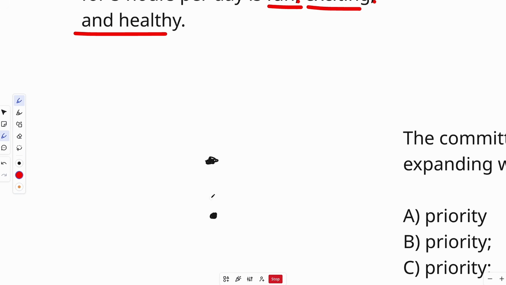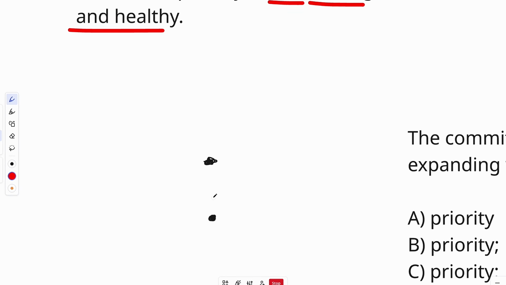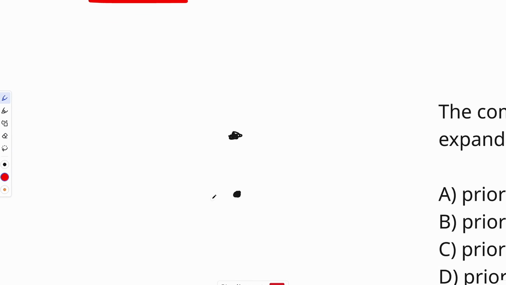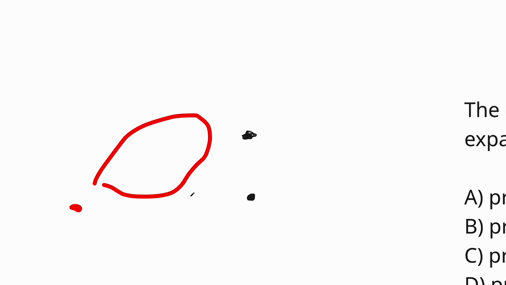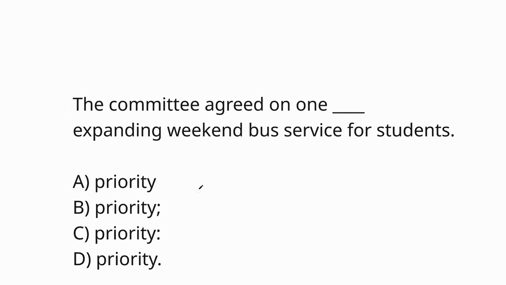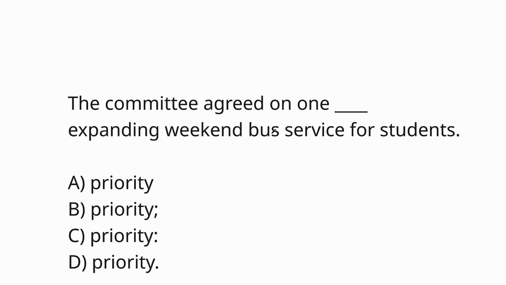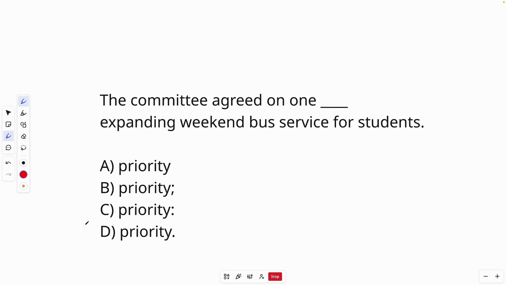Moving on to colons real quick. These are less common, but you can sometimes see them on the SAT. What these basically mean is expanding on a thought that was originally said at the previous point in the sentence. An example of this: the committee agreed on one blank, expanding weekend bus service for students. The correct choice here would be the one with a colon, because they're saying the priority is expanding weekend bus service for students. That's a description of what the priority is. It expands on what's said before.